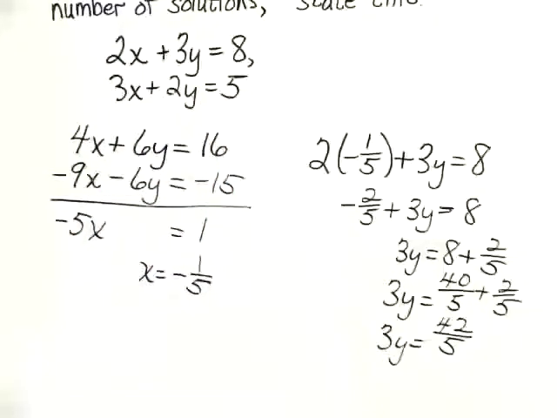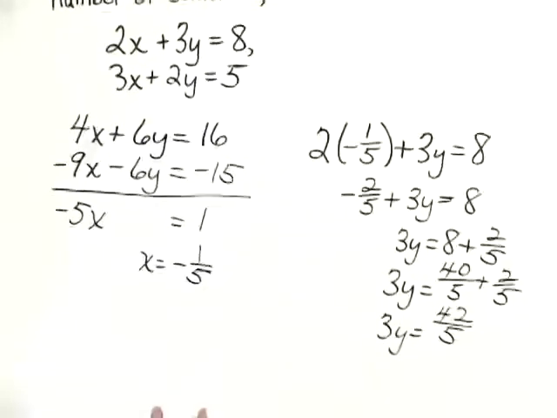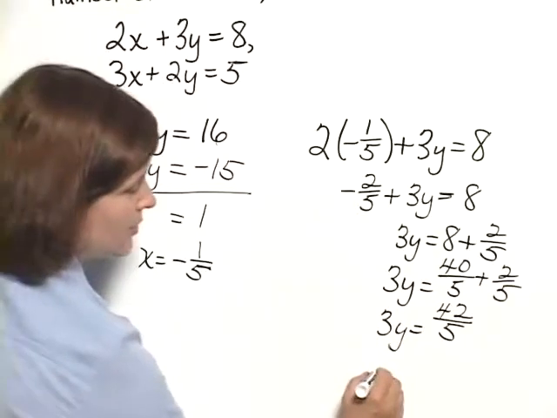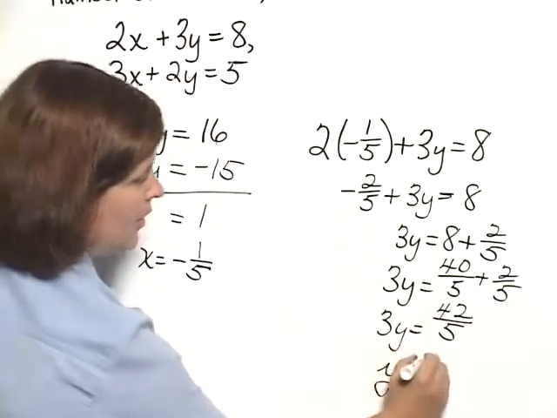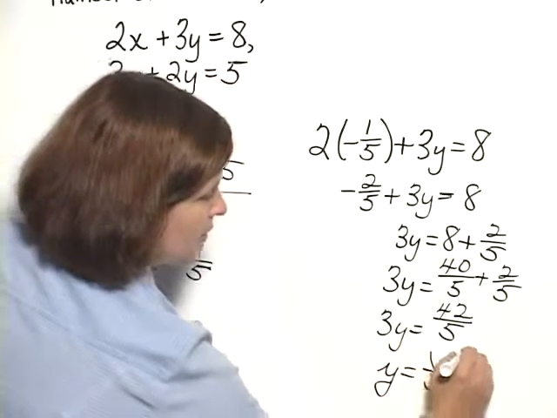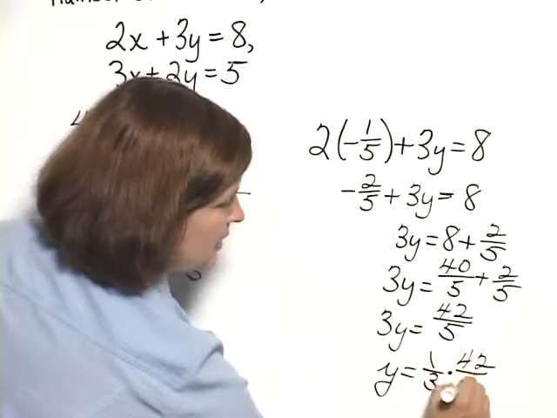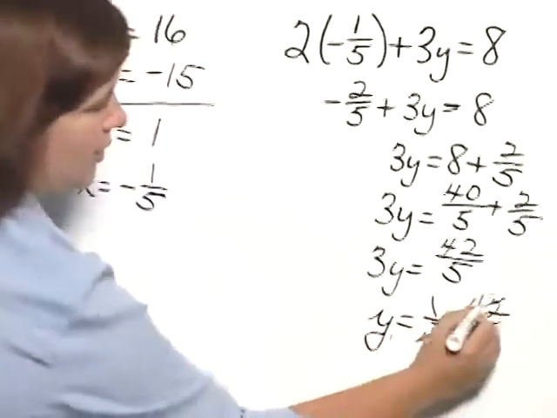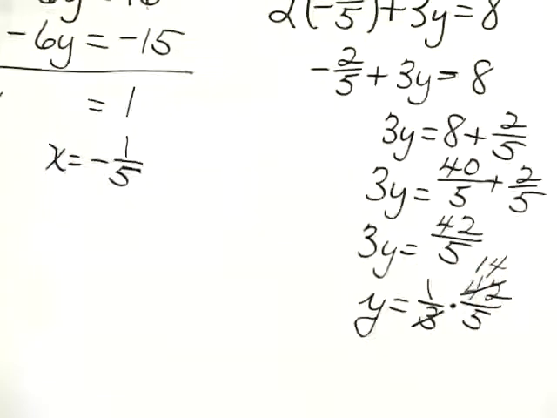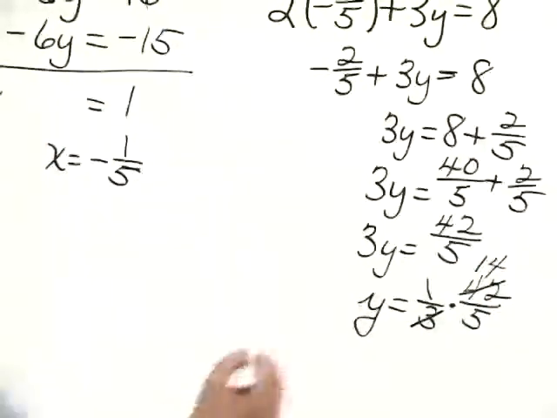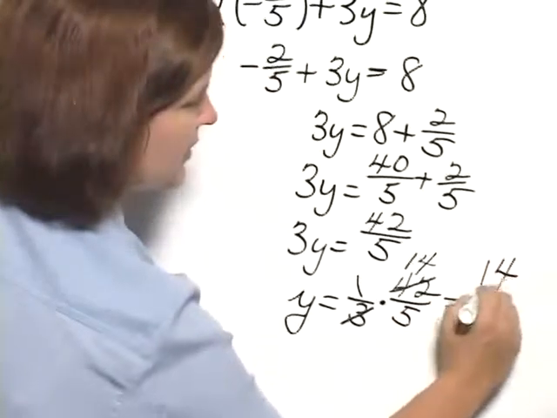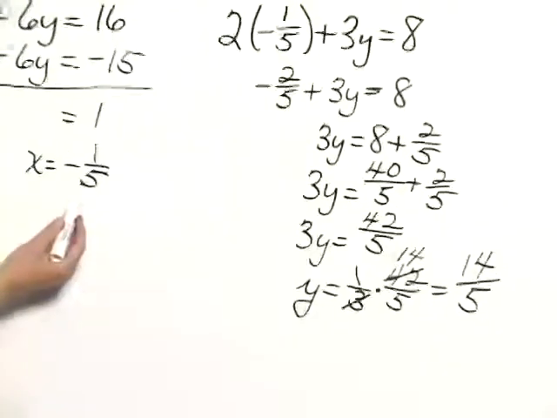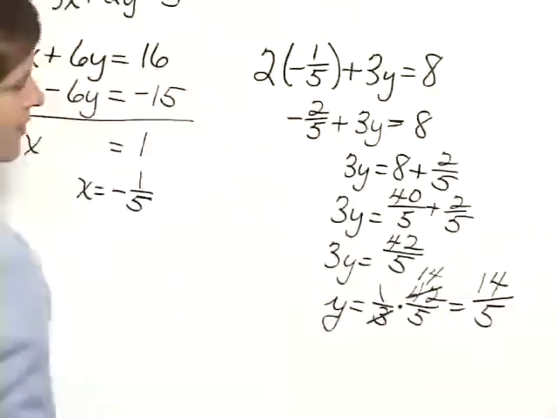Now I can divide both sides by 3, but since we're working with fractions, let's go ahead and multiply both sides by 1/3. 1/3 times 3 is 1, so that's y, and 1/3 times 42/5, well, 3 goes into 42 14 times, so I can simplify, divide top and bottom by 3, and that gives me 14/5. So I have a possible solution of x equals negative 1/5 and y equals 14/5.